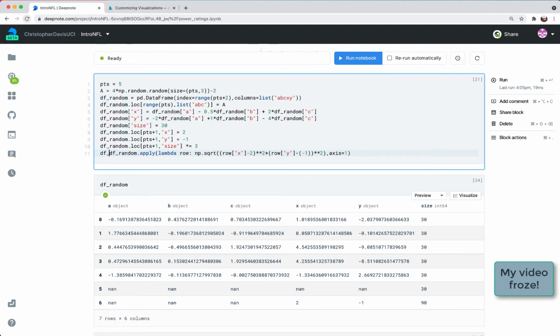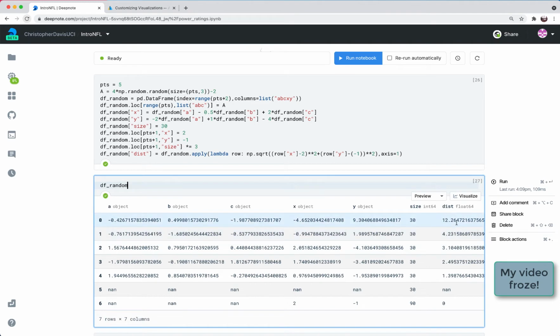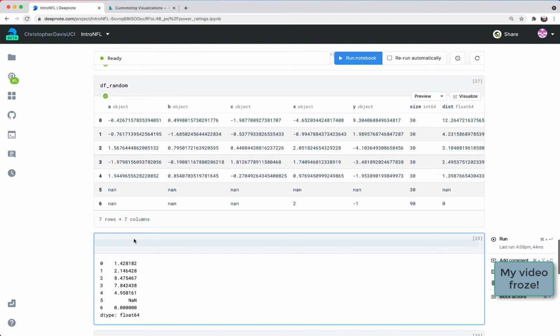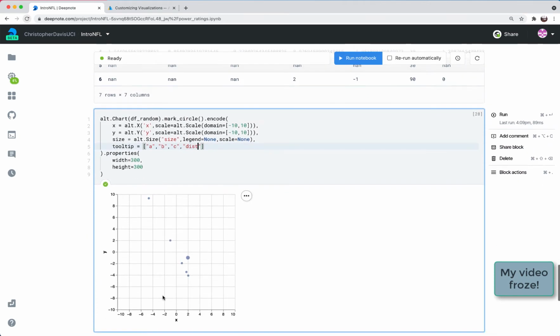And I'm going to make a new column in df_random called dist for distance. Okay, and let's look at df_random again. So now there's this distance here. And let's see, I can delete this one. And then let's add distance to the tooltip. And so now if I hover my mouse over one of these points, it says this is 4.2 units away. This one's pretty close. It's 1.4 units away.